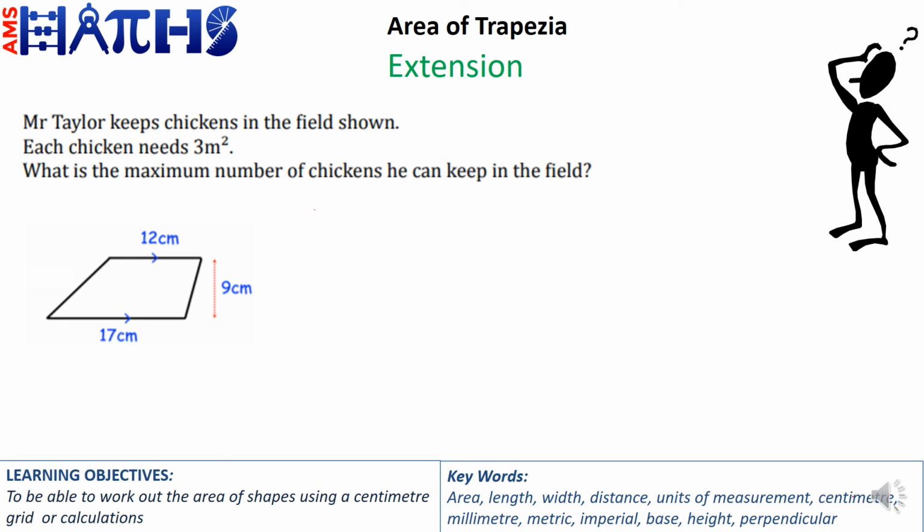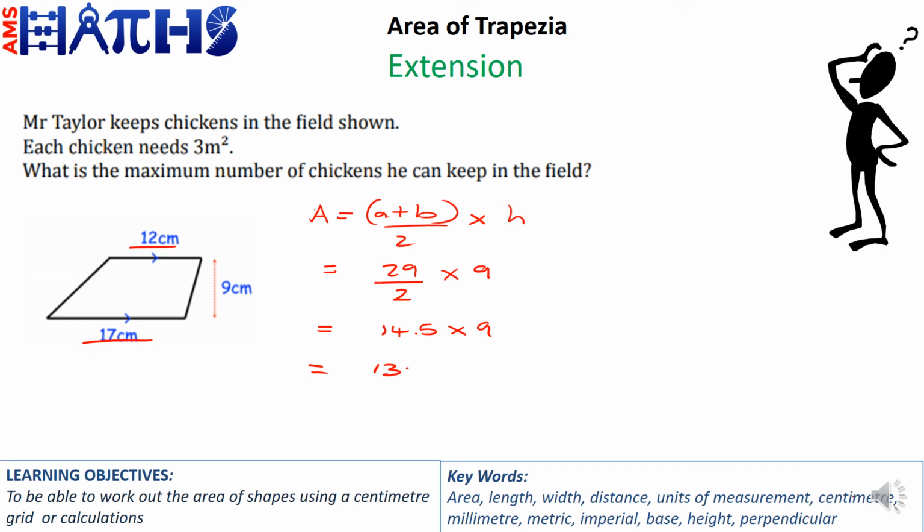So let's go for area of the trapezium is the sum of the parallel sides divided by 2 times the height. The parallel sides in this trapezium are 12 and 17, so when we add them together we get 29. Then we divide that by 2 and multiply by the height, which is 9. When we work this out, we get 14.5 times 9. When that works out, it gives 130.5 centimeters squared.